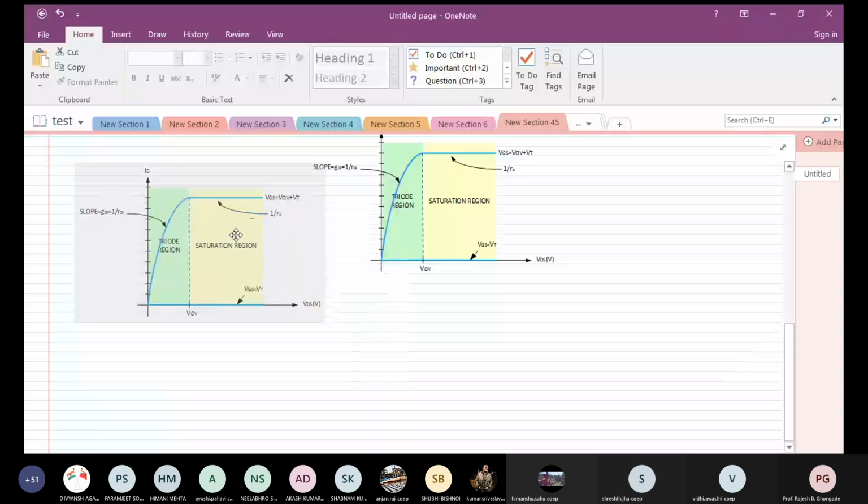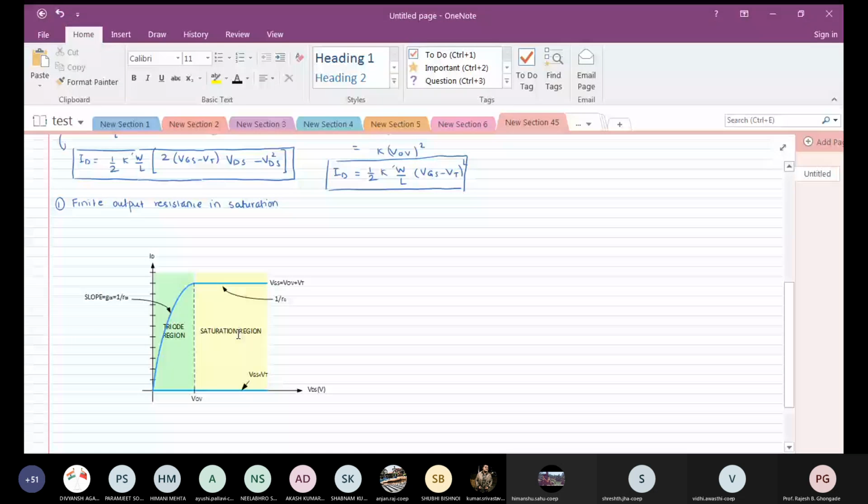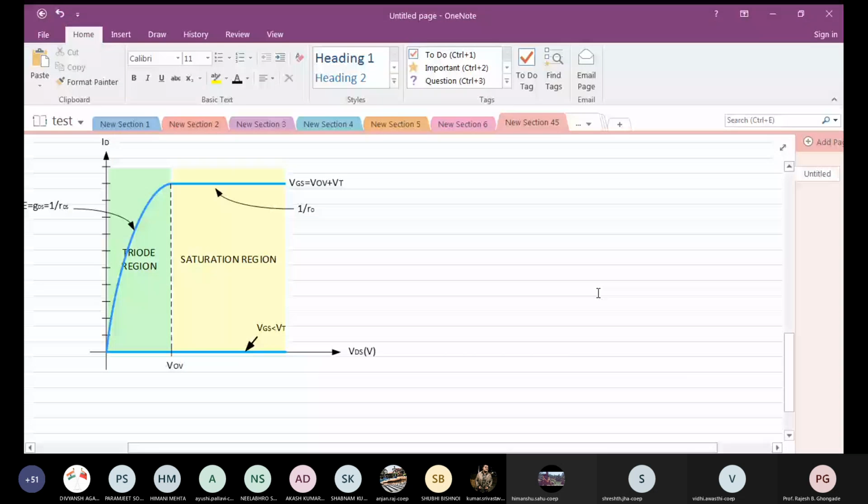Why did we have this infinite output resistance? Because this particular curve, the drain current ID, as you can see, remains exactly the same, that is constant, which is parallel to your x-axis. And that is the reason why we are getting infinite output resistance.